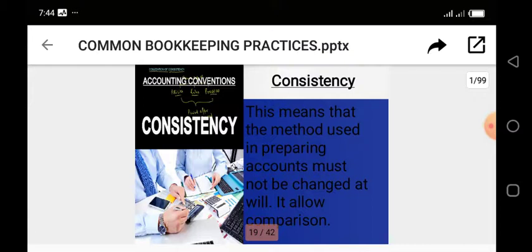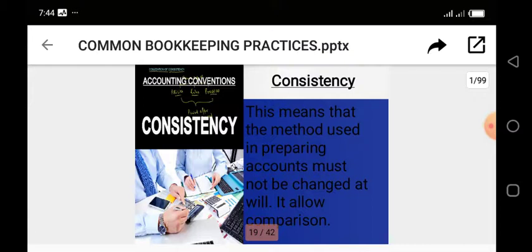Consistency means that the method used in preparing accounts must not change at will. You can't come on board now and bring your own way of recording. No, it's wrong. As an accountant, once you take that profession and go through the four walls of the university, you'll be taught all these concepts. Once you are out and you want to practice as an accountant or bookkeeper, you must follow these laid down rules. You can't change them because these are the rules that guide the profession.